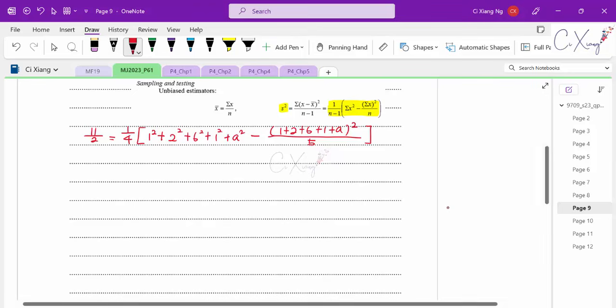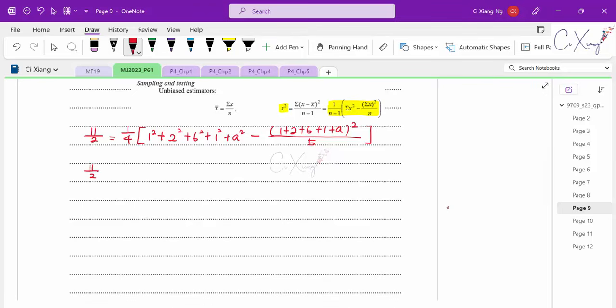Okay, so 11 over 2, I still remain as 11 over 2. I try to simplify the values on the right hand side here. When I'm having 1 plus 2 squared plus 6 squared plus 1, right, I'm having 42 plus a squared. Then minus 1 over 5. When I add 1, 2, 6, 1, I'm having 10, so 10 plus a, squared.